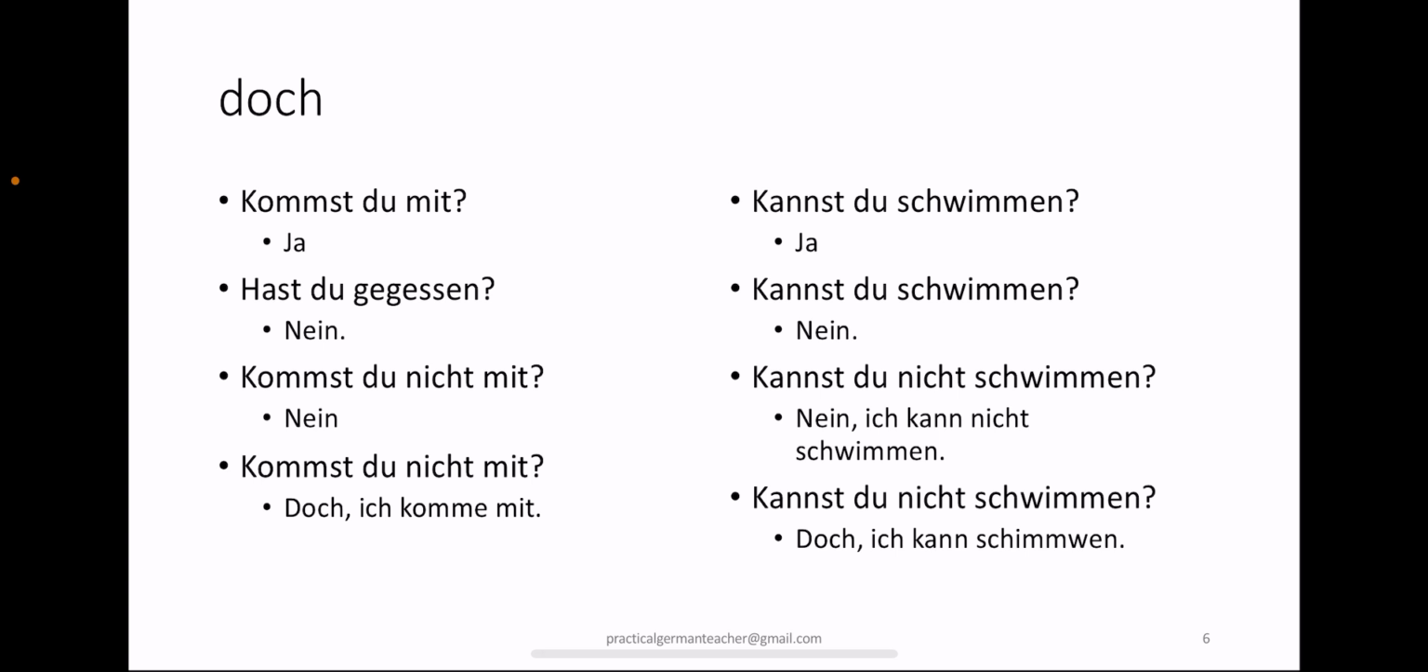Let's look at another example. On the right side you have kannst du schwimmen? Can you swim? The answer can be yes, or the other answer can be no. The third question is again asked in a negative way. Kannst du nicht schwimmen? Can you not swim? If the answer is no, you can just say nein, and then ich kann nicht schwimmen. But if the answer is yes, I am asking you, can you not swim, but you want to say yes, I can swim. If you say ja, ich kann schwimmen, it's fine, but it's grammatically not correct. The correct way to answer this question is doch, ich kann schwimmen.